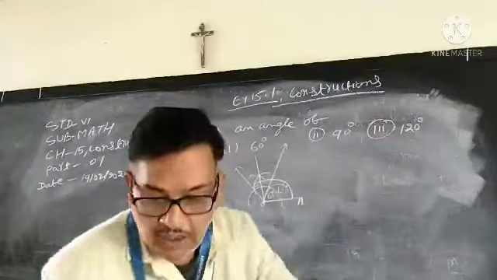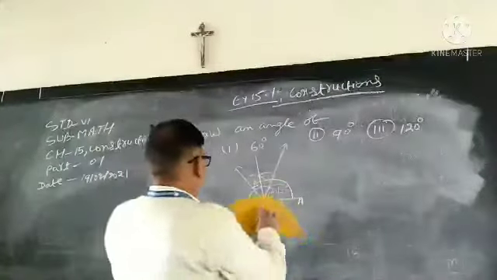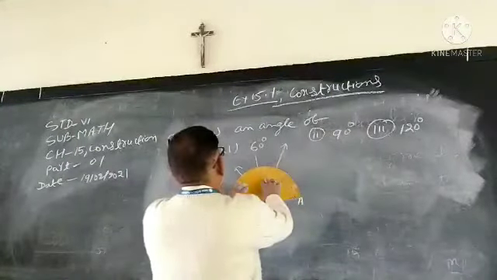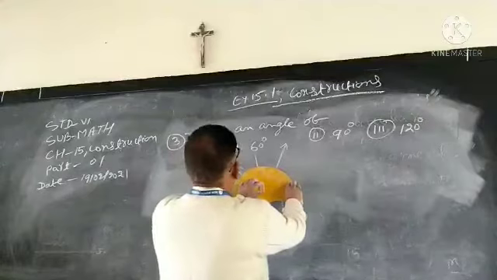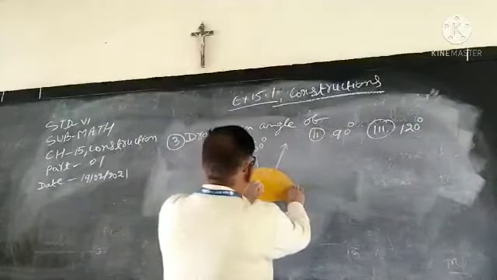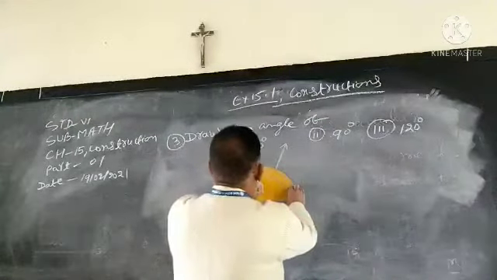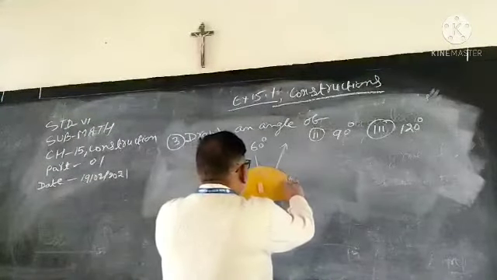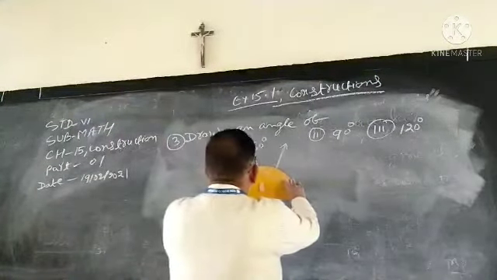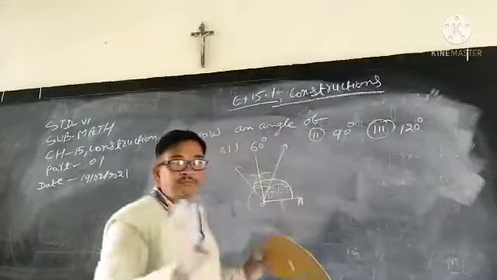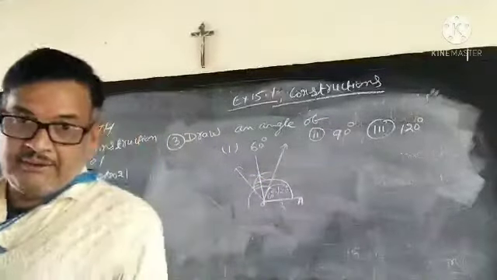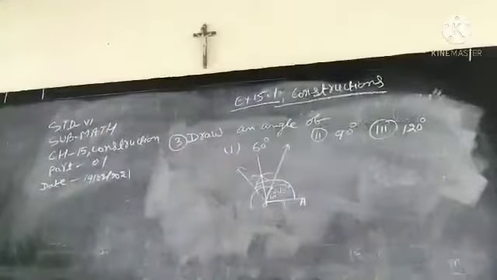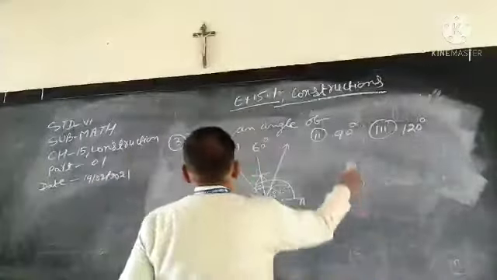It is clear. Now check whether it is ready or not. So here the center is there. You can easily check. This one is 60 degrees. See this one, 60 degree. This one is 90 degree. And please make a straight. It is clear. Now the another type of question is there.